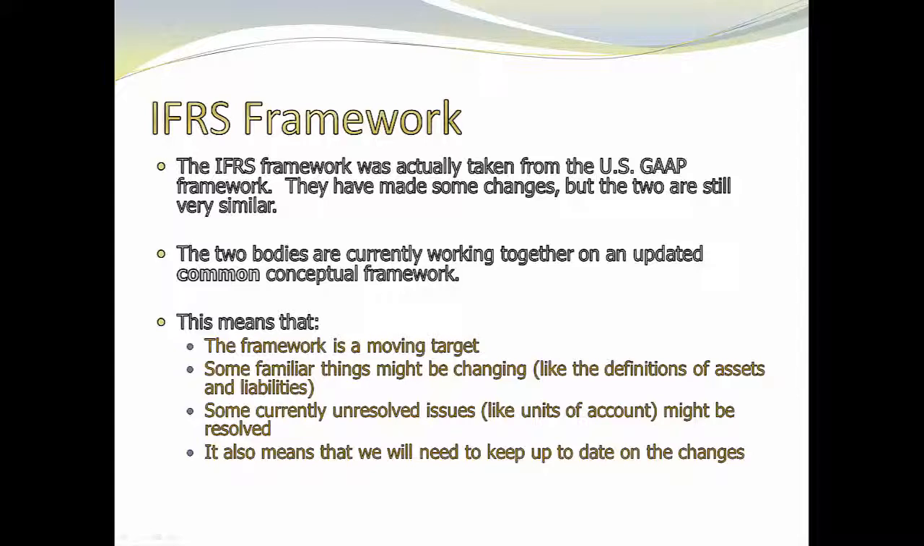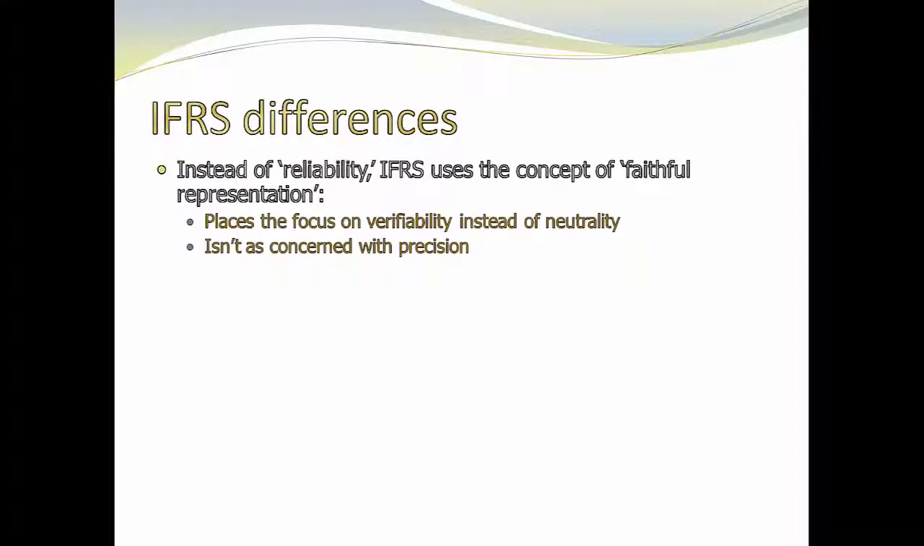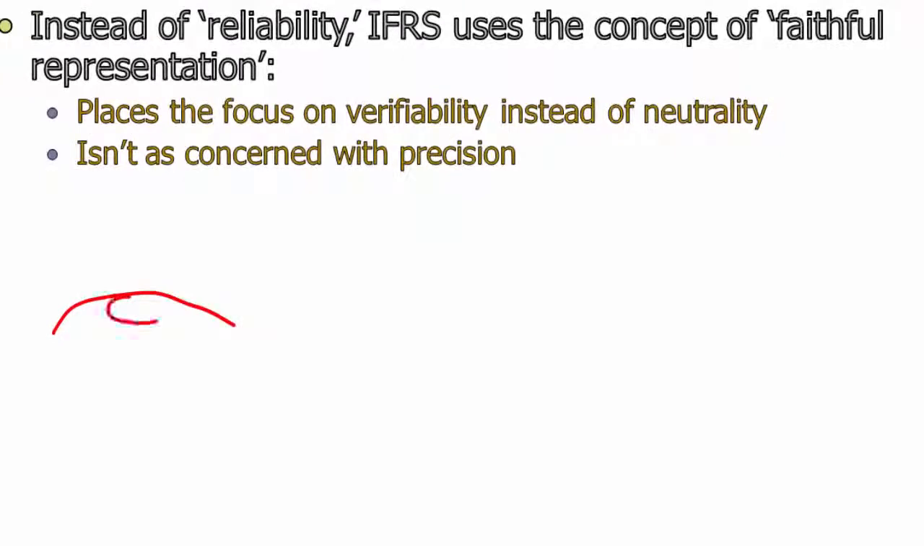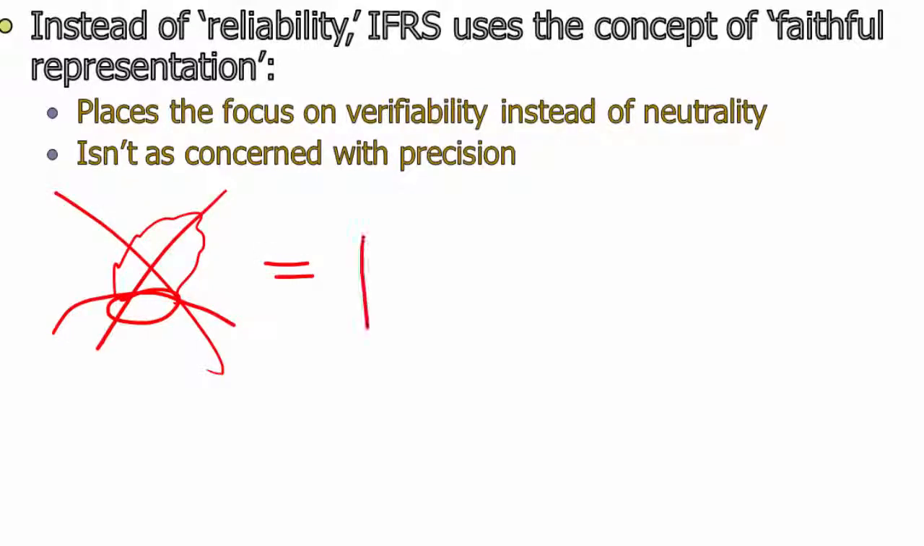But let's talk about a couple of the tweaks, things that are changing. One of the big ones is that we're moving away from reliability to the idea of faithful representation. So we're not as concerned with precision of the numbers as we are with somebody else being able to come in and check and make sure we're doing it the right way. If you remember, we used Old Faithful as our picture of reliability. And basically what we're saying is we're going away from this and going towards the fact that somebody could come into our financial statements and check.